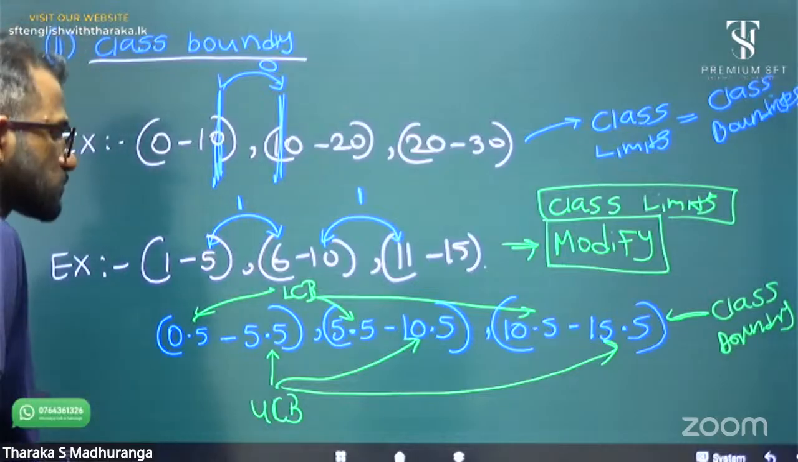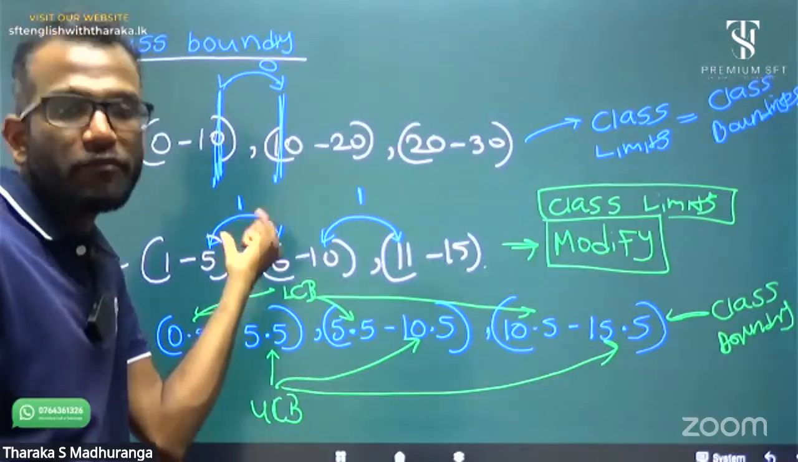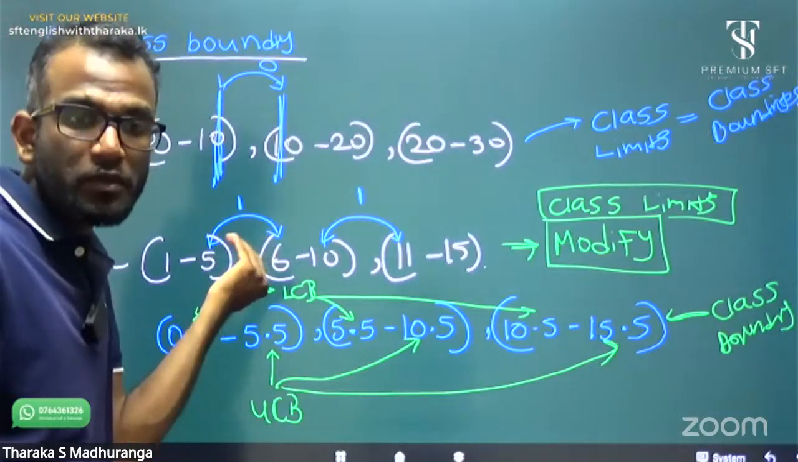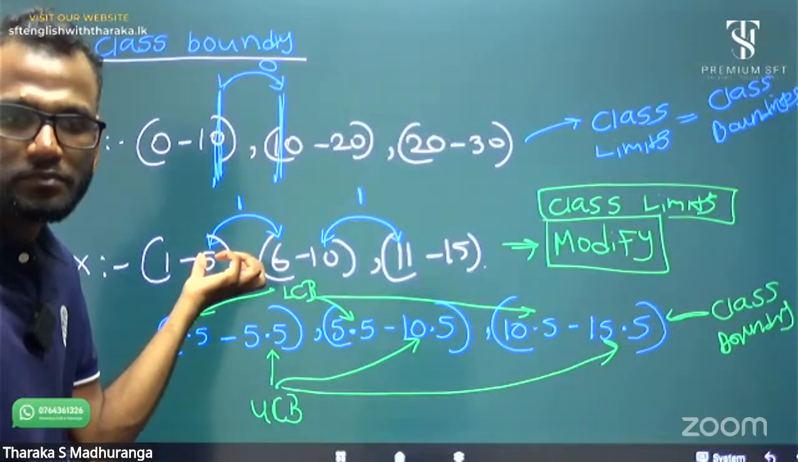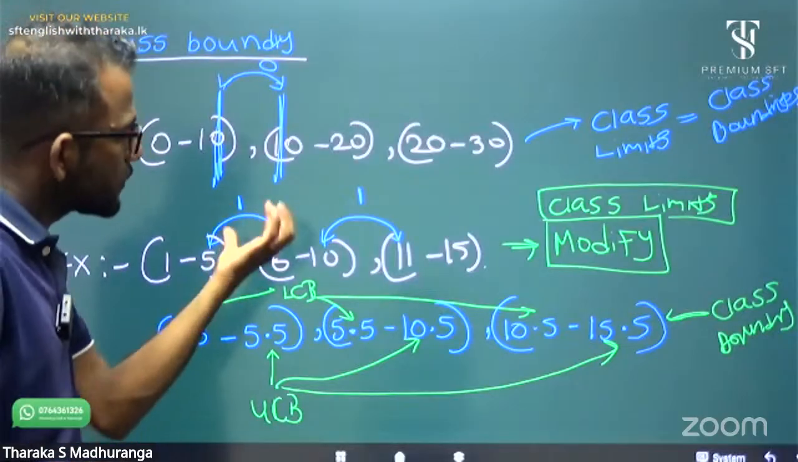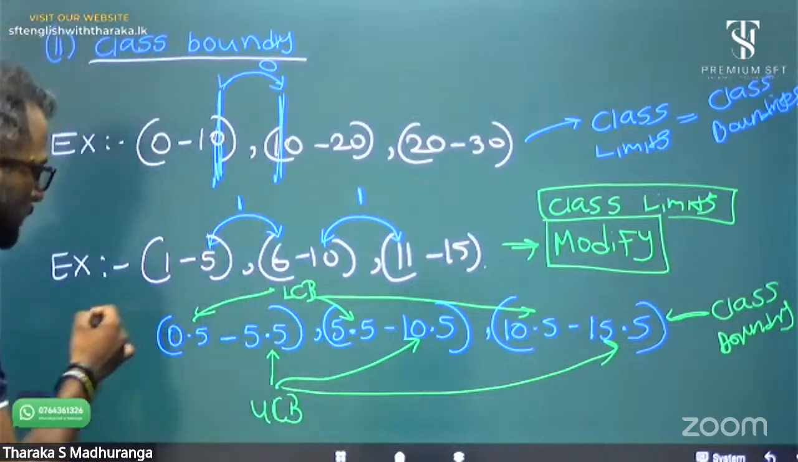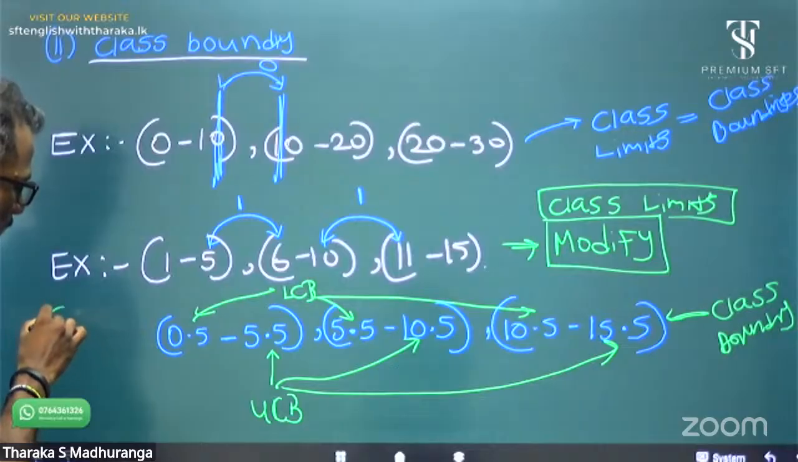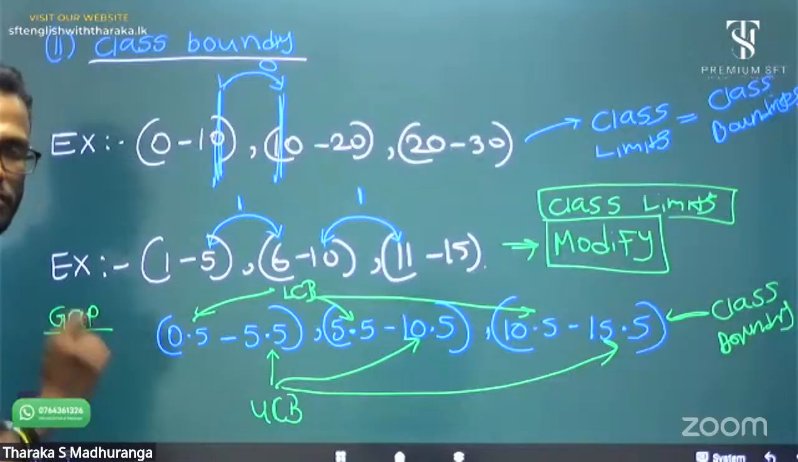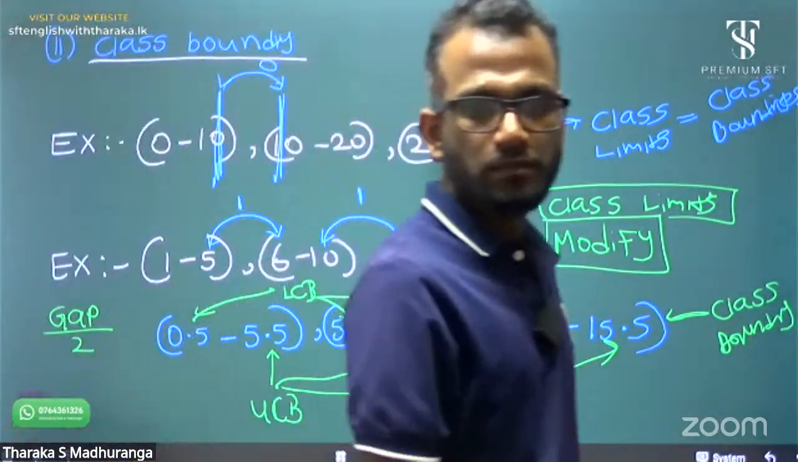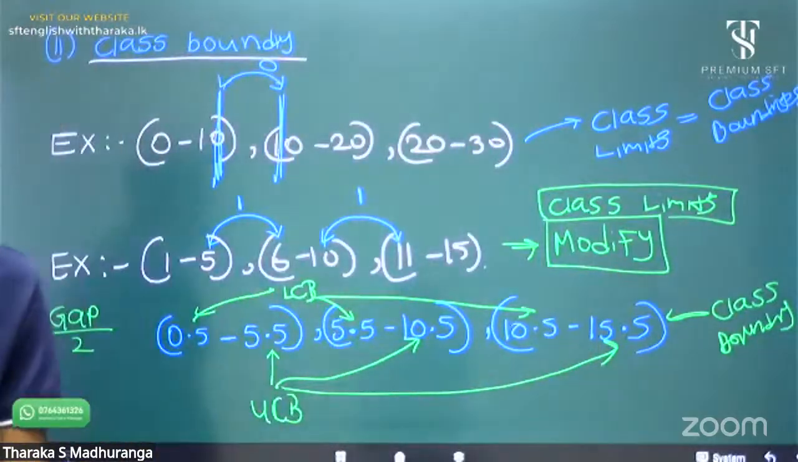Not always 0.5. That depends on the gap. If it is a gap of 5, you have to subtract 2.5 and add 2.5. If it is a gap of 10, then subtract 5 and add 5. Always take the gap between two classes divided by 2. Okay?